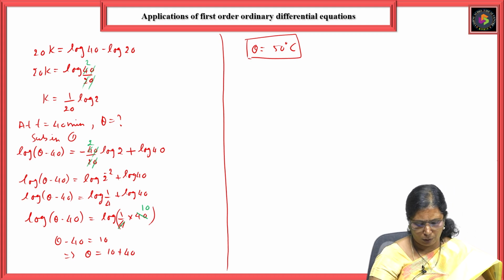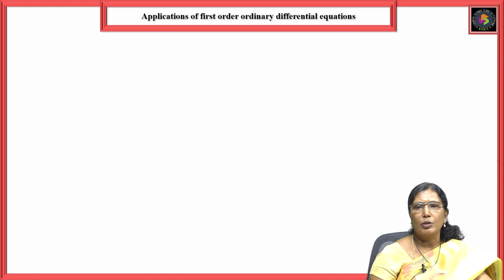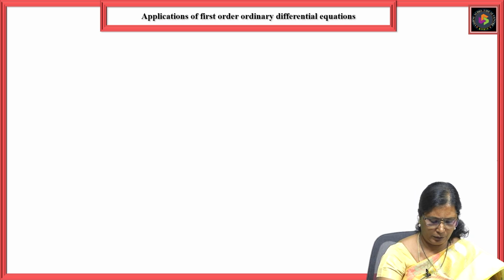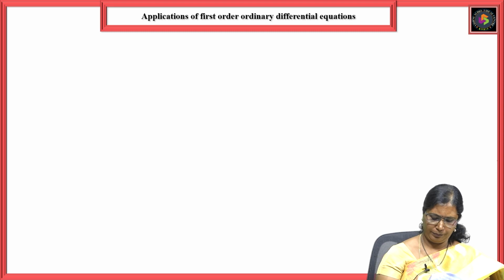Now we'll move to the next problem. In Newton's law of cooling, we have two types, with the same conditions given. In one, they'll give the time and ask for the temperature, and in the other, they'll give the temperature and ask for the time. Okay, we'll go to the next problem.